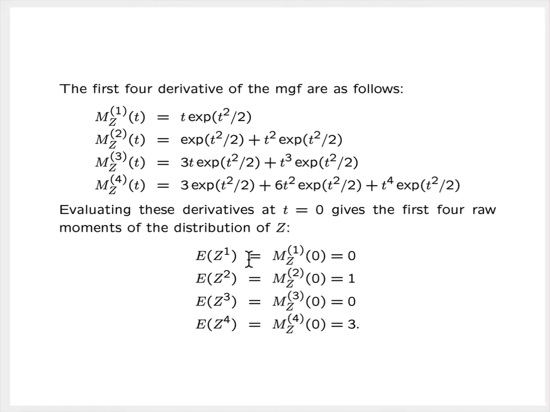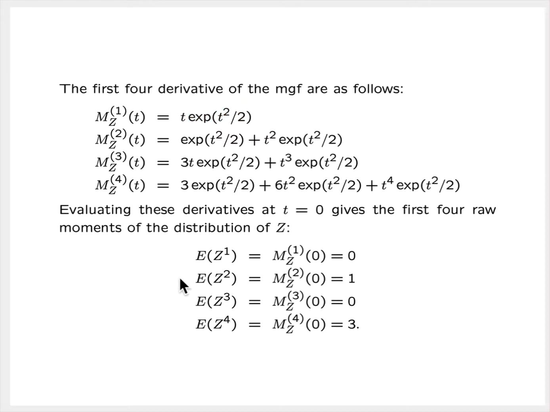So to get the first raw moment, the expected value of z, we evaluate the first derivative of the moment generating function at 0. When we plug 0 in for t in this expression, we have 0 times the exponential function evaluated at something that eventually evaluates to 0. So that would be 1. So we have 0 times 1, which is 0.